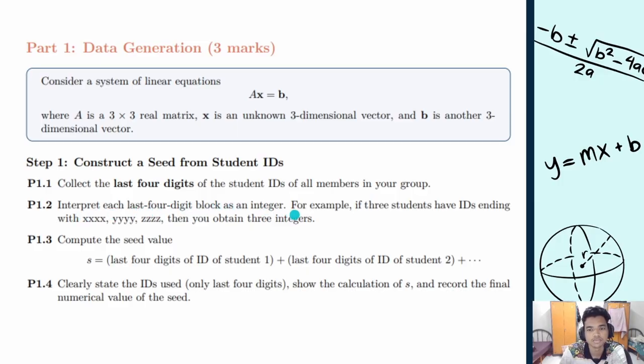For example, if 3 students have ID endings XX, YY, ZZ, then I need to obtain 3 integers. Then I need to compute the seed value. And lastly, I need to clearly state the IDs, use only the last 4 digits, show the calculation of S, and record the final numerical value of the seed. So this is what I do.